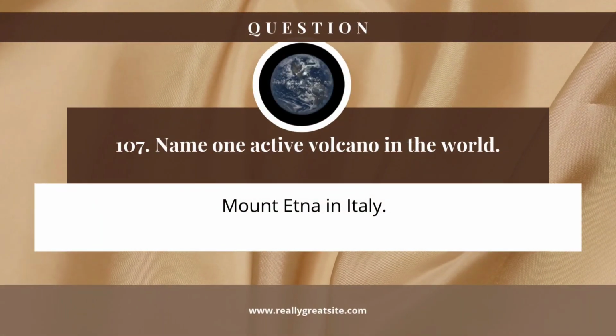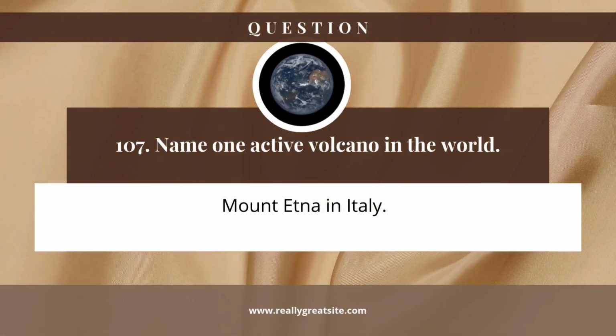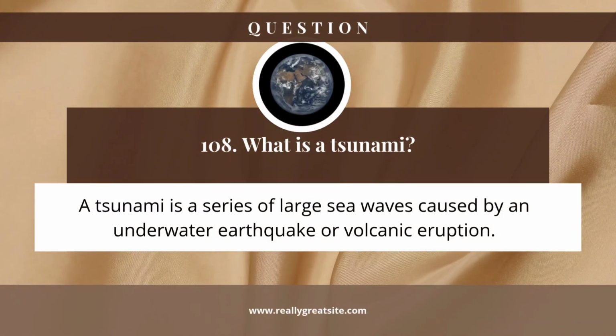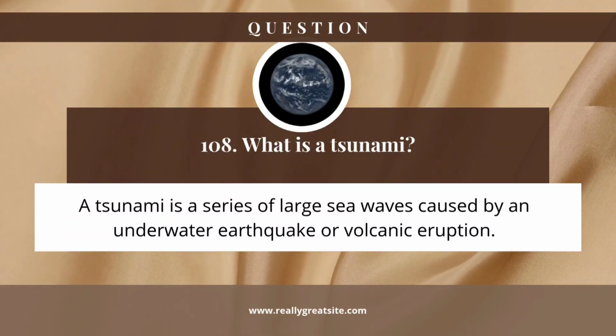107. Name 1 active volcano in the world. Answer: Mount Etna in Italy. 108. What is a tsunami? Answer: a tsunami is a series of large sea waves caused by an underwater earthquake or volcanic eruption.